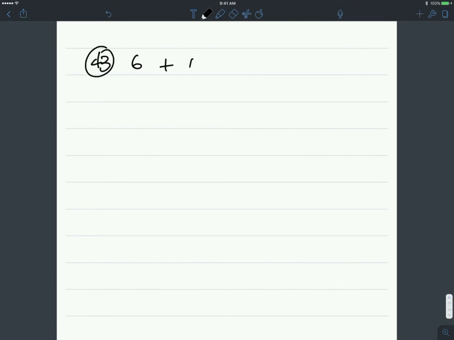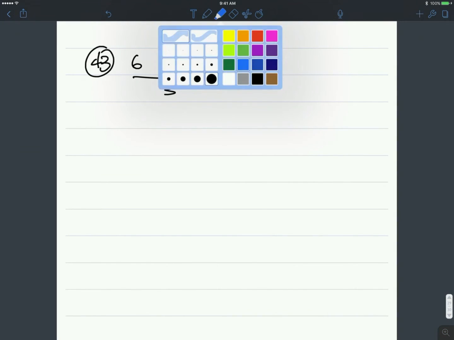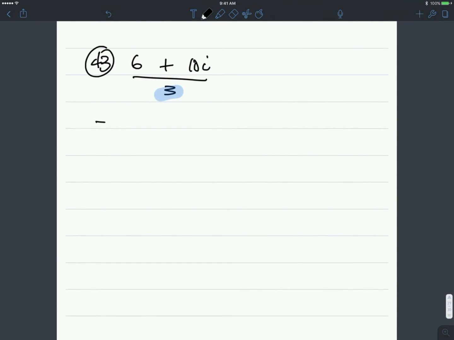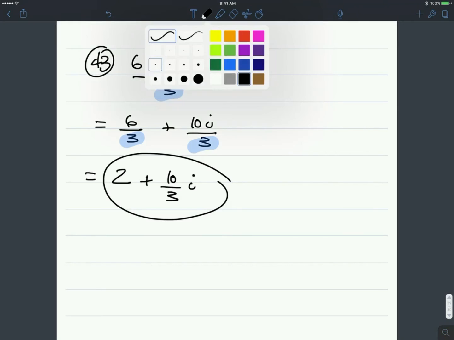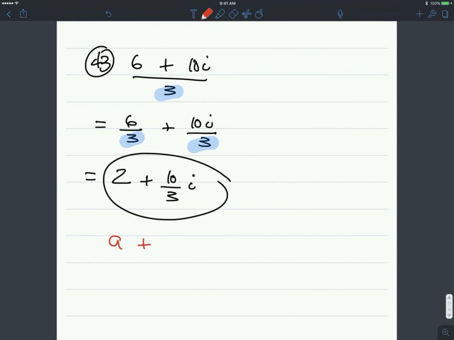43. 6 plus 10i over 3. And again, notice we are actually dividing by a real number and not a complex number. So 3 has to divide both terms. 6 divided by 3 is 2. And I cannot simplify 10/3. So this will be 10/3 i. Notice again, I write my answer as a plus bi. I write it in complex number form. And this is number 43.